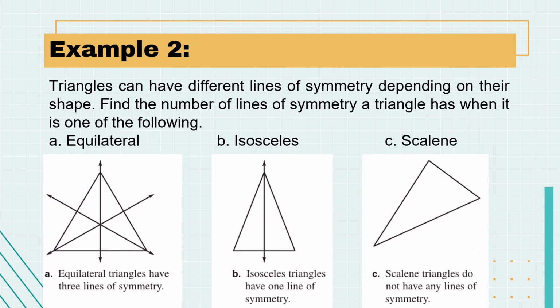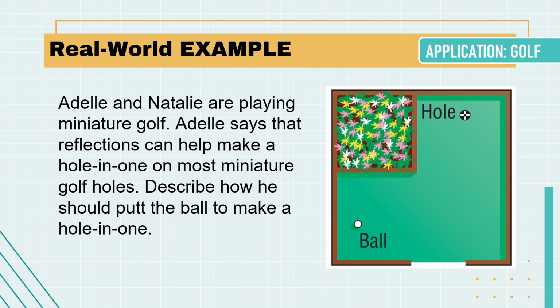Now let us look at a real-world example involving miniature golf. Adele and Natalie are playing miniature golf. Adele says that reflections can help make a hole-in-one on most miniature golf holes. The question is, how should Adele putt the ball to make a hole-in-one? At first, we might think that she should aim directly at the hole, but in this situation, the border may block the direct path. So instead of aiming directly, we can use reflection to find the correct path.